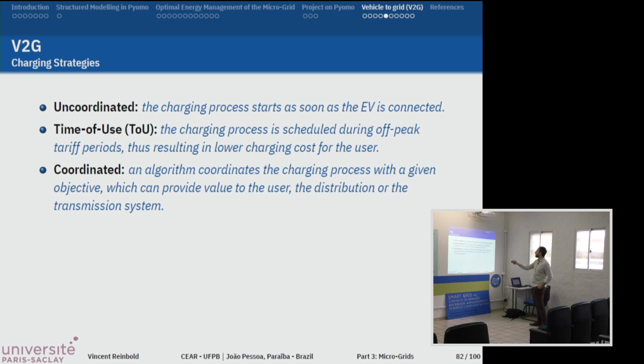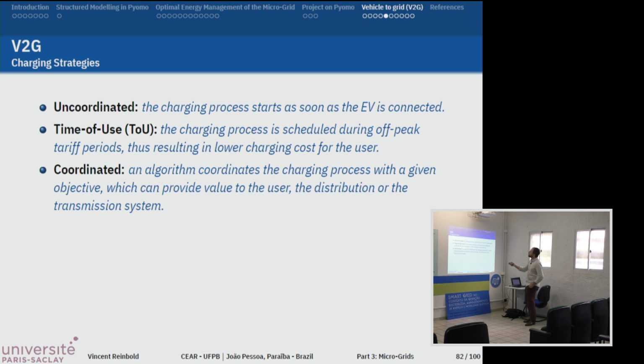So it's uncoordinated. The charging process starts as soon as the EV is connected. I want to connect it and it's charging. End of the story. The second strategy, which is a little bit better, is that the charging process is scheduled during off-peak. It means that I'm connecting my vehicle to the grid, but the charging process will start when I have too much production, for instance, or when my consumption is not too high. So my network won't be stressed.